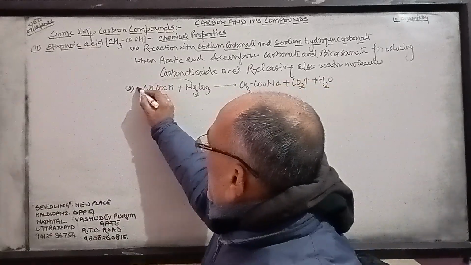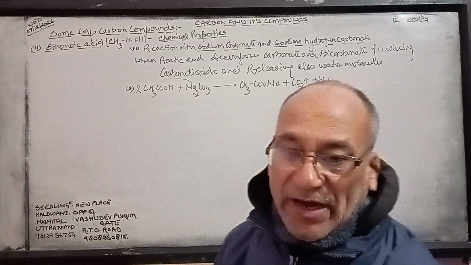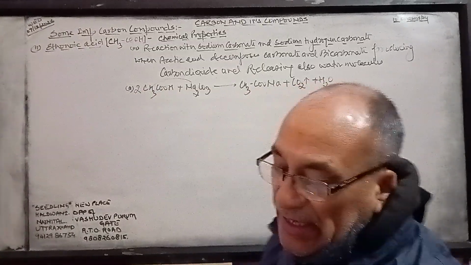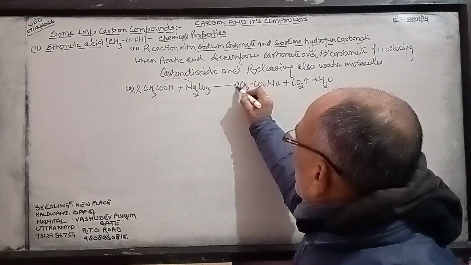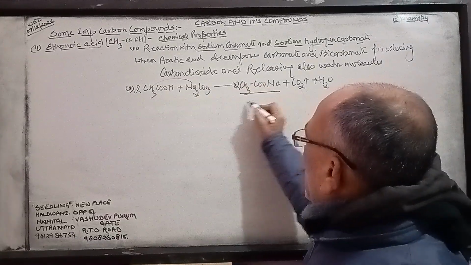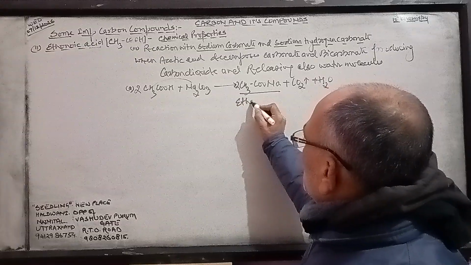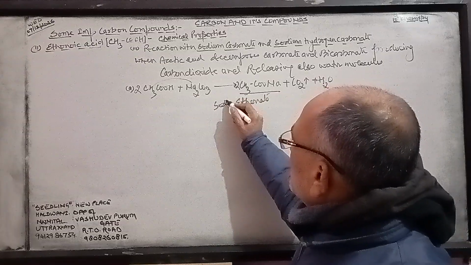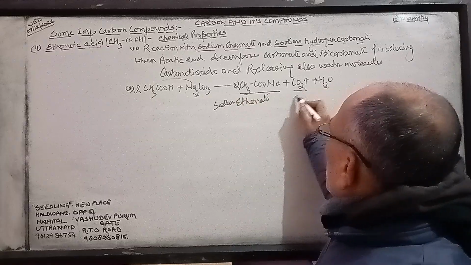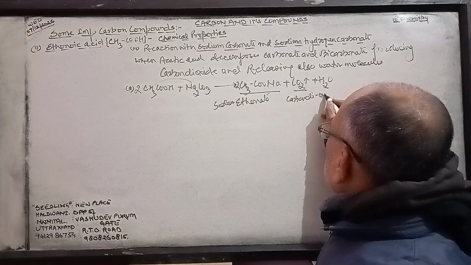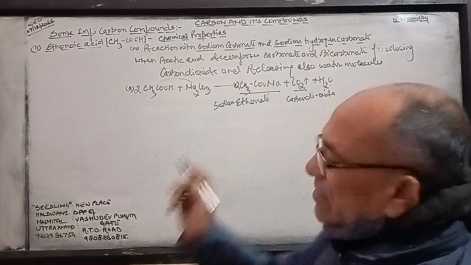So when two molecules of acetic acid react with sodium carbonate, it is making sodium ethanoate, acetate you can say, and carbon dioxide is released with the water molecule.